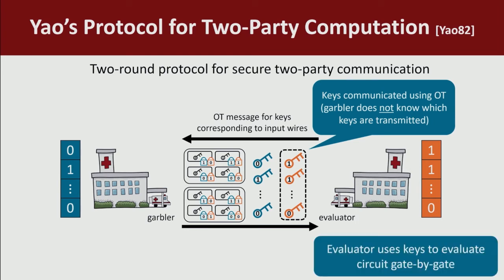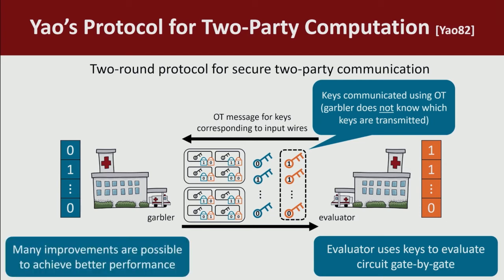Then the evaluator can simply use these keys. Every time it has the keys for the inputs, it can obtain the key for the output, and it can proceed likewise gate by gate through the circuit, eventually receiving the output. This is a very basic description of Yao's protocol.